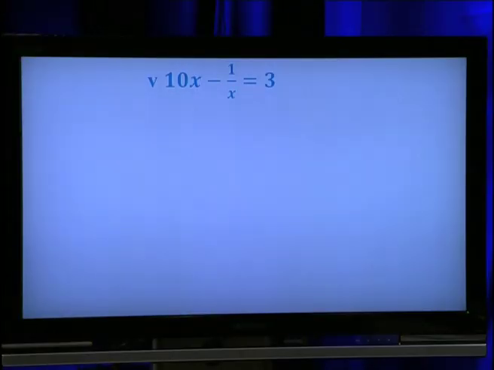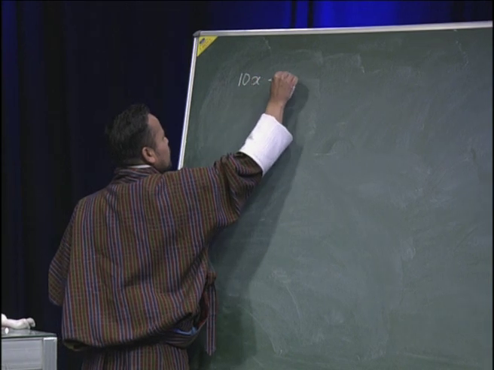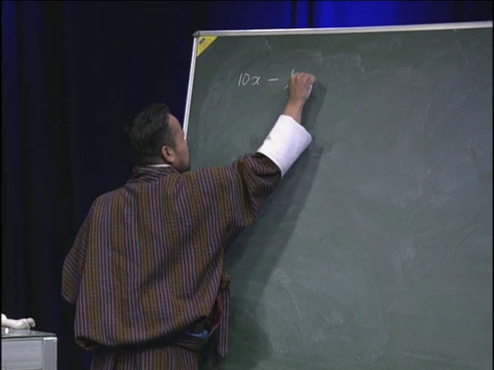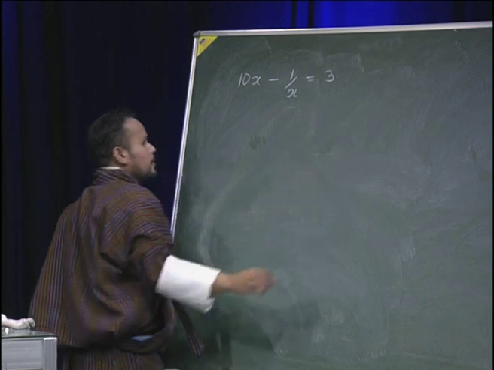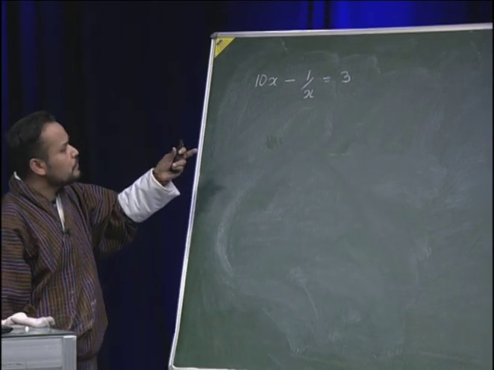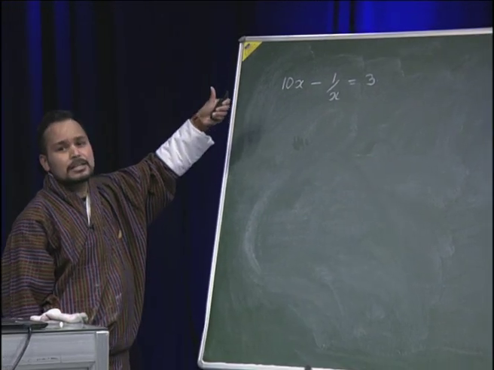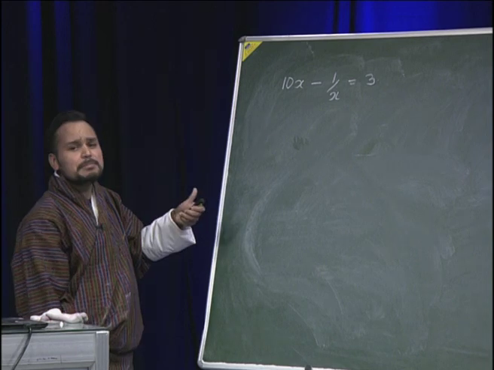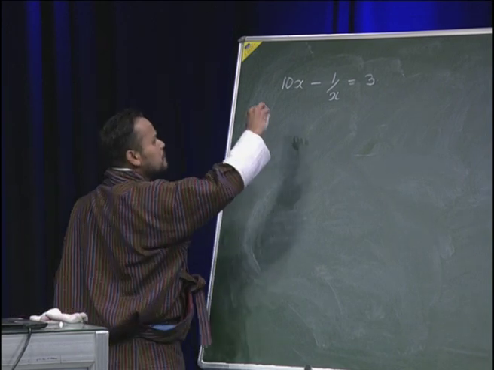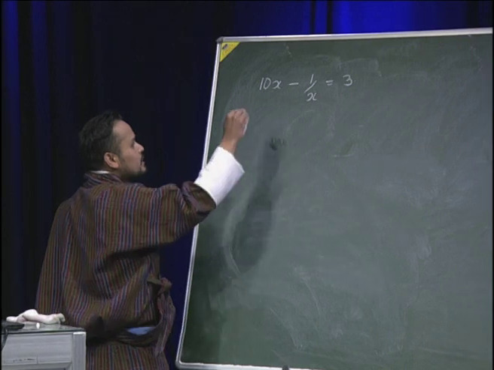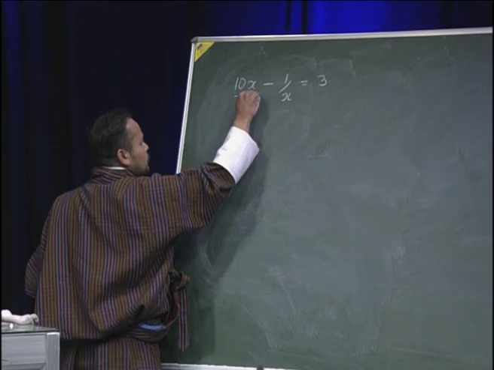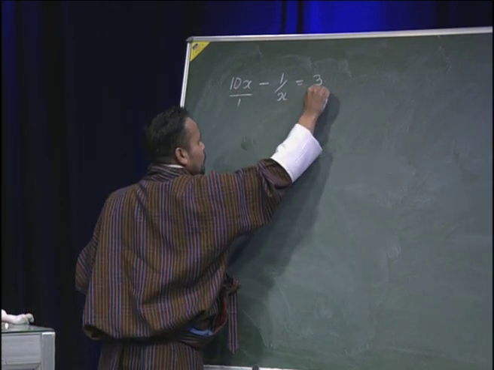Example number 5. I have 10x minus 1 by x is equal to 3. Let me solve this question. Before you solve, first of all, simplify this equation. You can simplify this equation by multiplying all the terms by x.